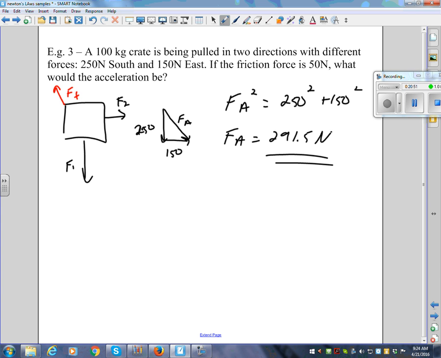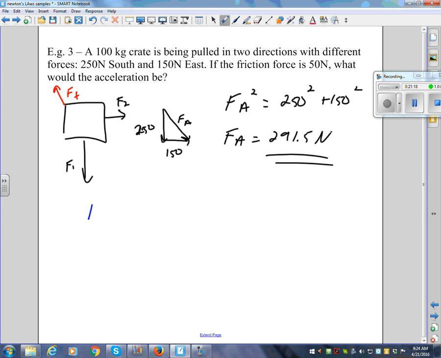Do you want to show that in between step? You go right ahead. If you want to do that, be my guest, okay? I think we can skip it. If you want to show what 250 squared is and what 150 squared is, and then add them together, and then show the square root, make it about 5 steps long, I'm not judging. You go right ahead. If that's what works for you, you do it. Okay, so the applied force is 291.5.